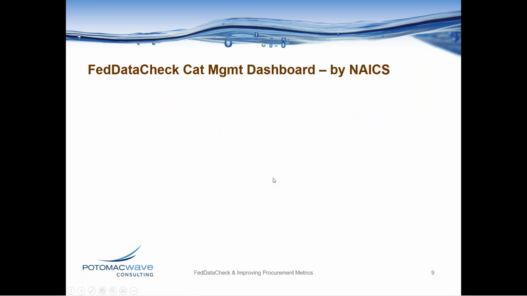Okay, I'm not seeing your question though. Okay, leakage is after the fact, correct? So we only know about it upon award. That would be correct. In FedDataCheck, we only see things post-award. We don't see anything pre-award.